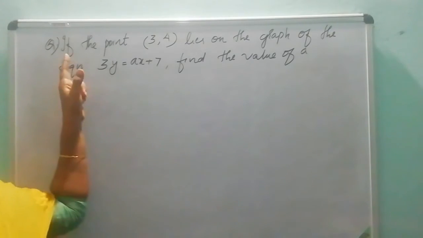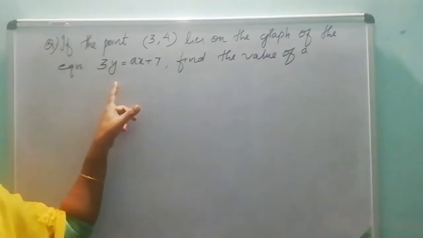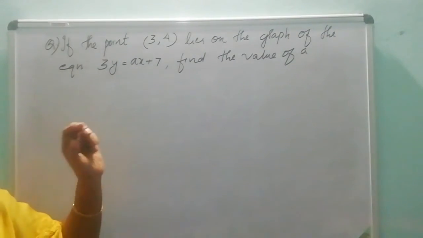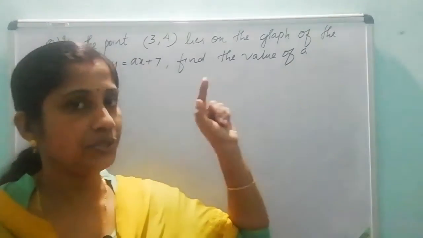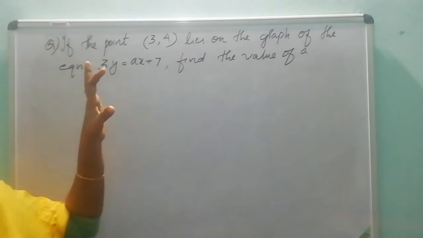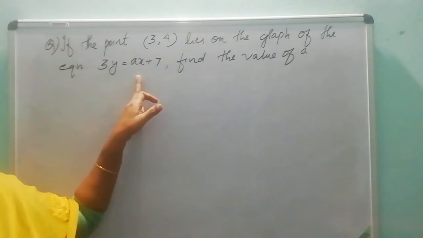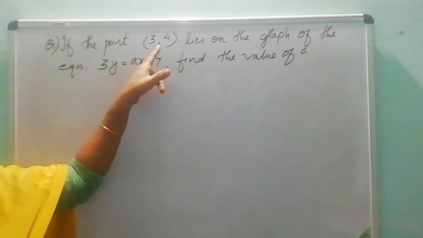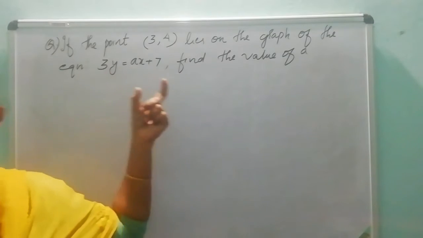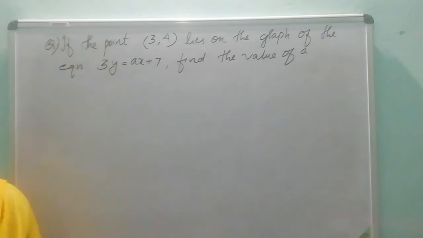Next question, if the point 3, 4 lies on the graph of the equation 3y is equal to ax plus 7, find the value of a. This question you have to write in your notebook. No need to draw the graph here. What you have to find? You have to find out the value of a here. It is given in the question, 3, 4 is the solution. That is, x coordinate is 3, y coordinate is 4 is a solution of this linear equation. So you have to find out the value of a from here.